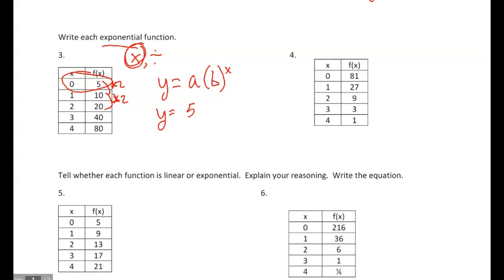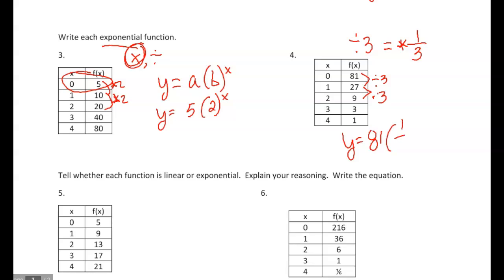So I have y equals 5. And what's my growth factor? Well, we're going up by 2s to the x power. Over here, it's going down. So what's happening? Well, I'm dividing by 3 each time. Remember, if we divide by 3, that's the same thing as multiplying by the opposite over 1 there. So 1/3. So again, my formula would be y equals my original amount when x equals 0 times 1/3 to the x.